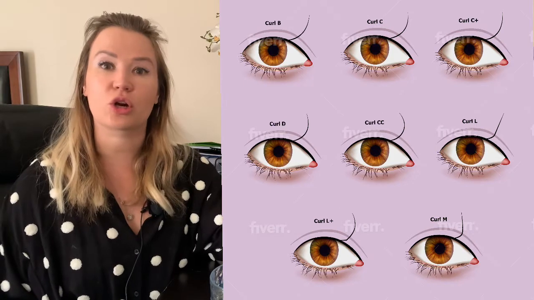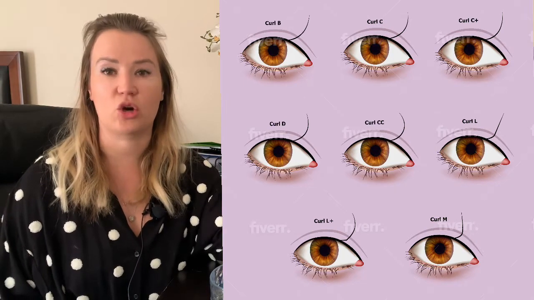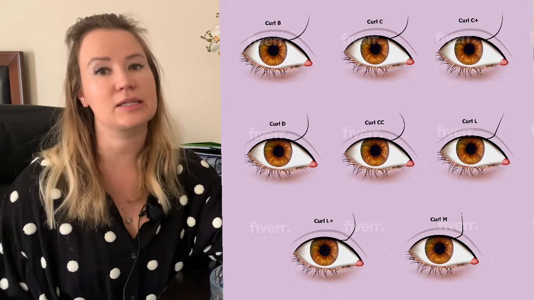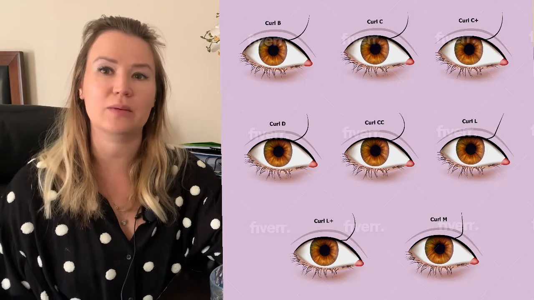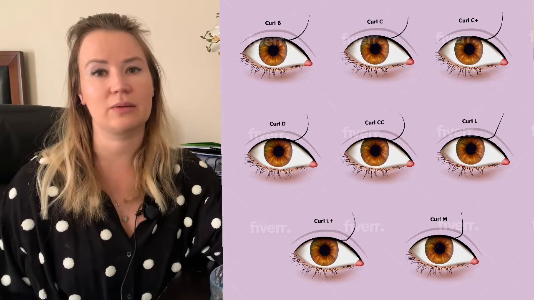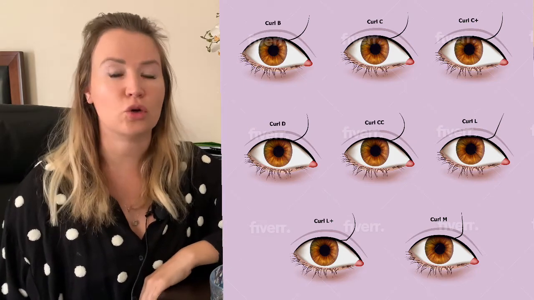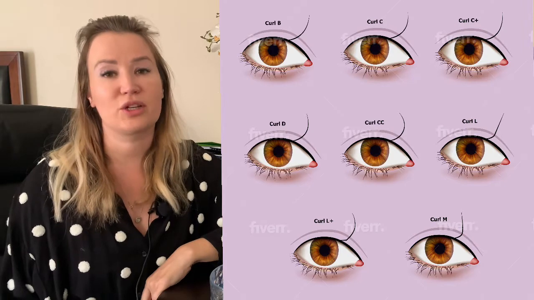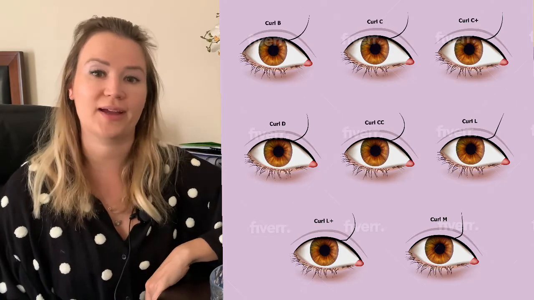Now, the next curl is a little bit more curly than the J curl, but still, it is considered to be one of the flatter curls. It just has a tiny bit more of a curl to it, but it still is considered flat. This is another curl that would be really good for inner corners. It's a really good curl for really natural looking clients. You can also use it on mature clients.